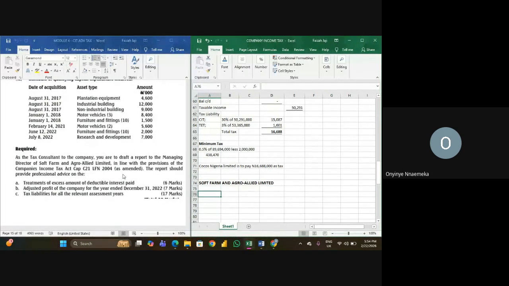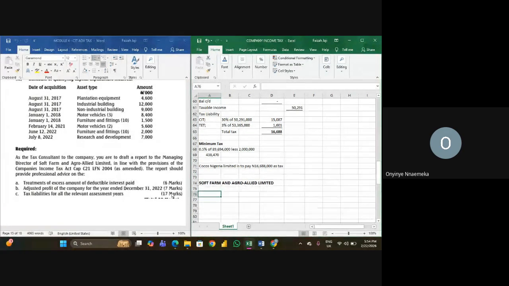As the tax consultant to the company, you are to draft a report to the managing director of Soft Farm and Agri Limited in line with the provision of the SITA. The report should provide professional advice on: number one, the treatment of the excess amount of deductible interest paid; number two, the adjusted profit of the company; number three, the tax liability for all relevant years of assessment. They wrote here all relevant years of assessment and put 17 marks. Somebody will go and do tax liability for only the 2023 year of assessment.